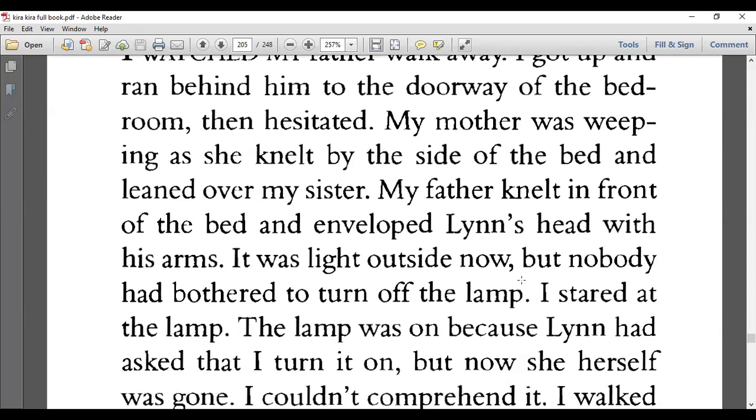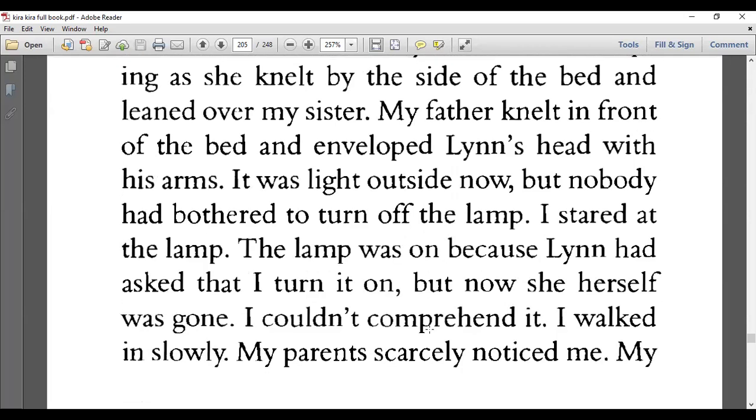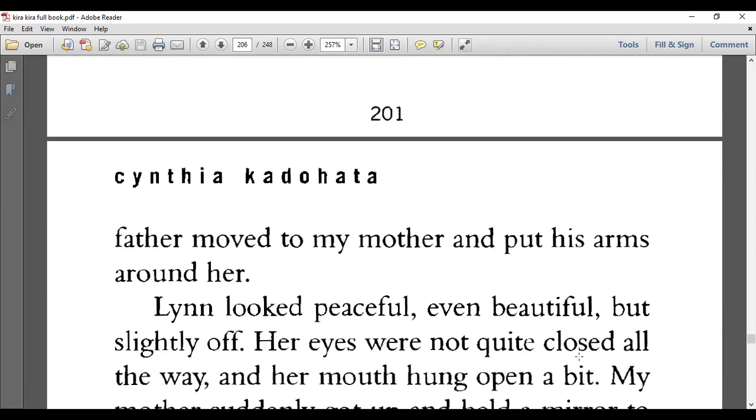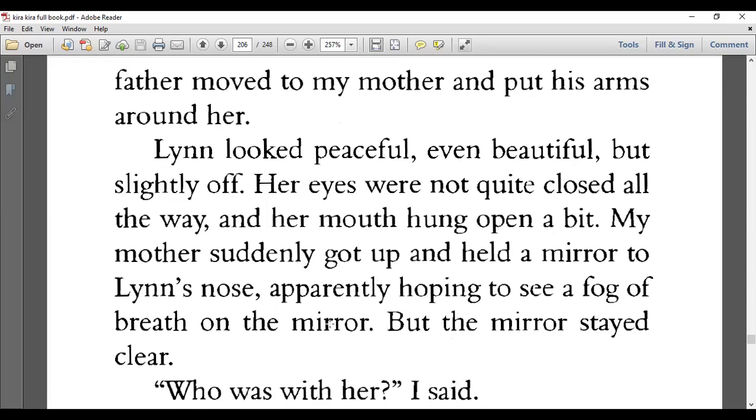"It was light outside now, but nobody had bothered to turn off the lamp. I stared at the lamp. The lamp was on because Lynn had asked that I turn it on. But now she herself was gone. I couldn't comprehend it. I walked in slowly. My parents scarcely noticed me. My father moved to my mother and put his arms around her. Lynn looked peaceful, even beautiful, but slightly off. Her eyes were not quite closed all the way, and her mouth hung open a bit. My mother suddenly got up and held a mirror to Lynn's nose, apparently hoping to see a fog of breath on the mirror. But the mirror stayed clear."